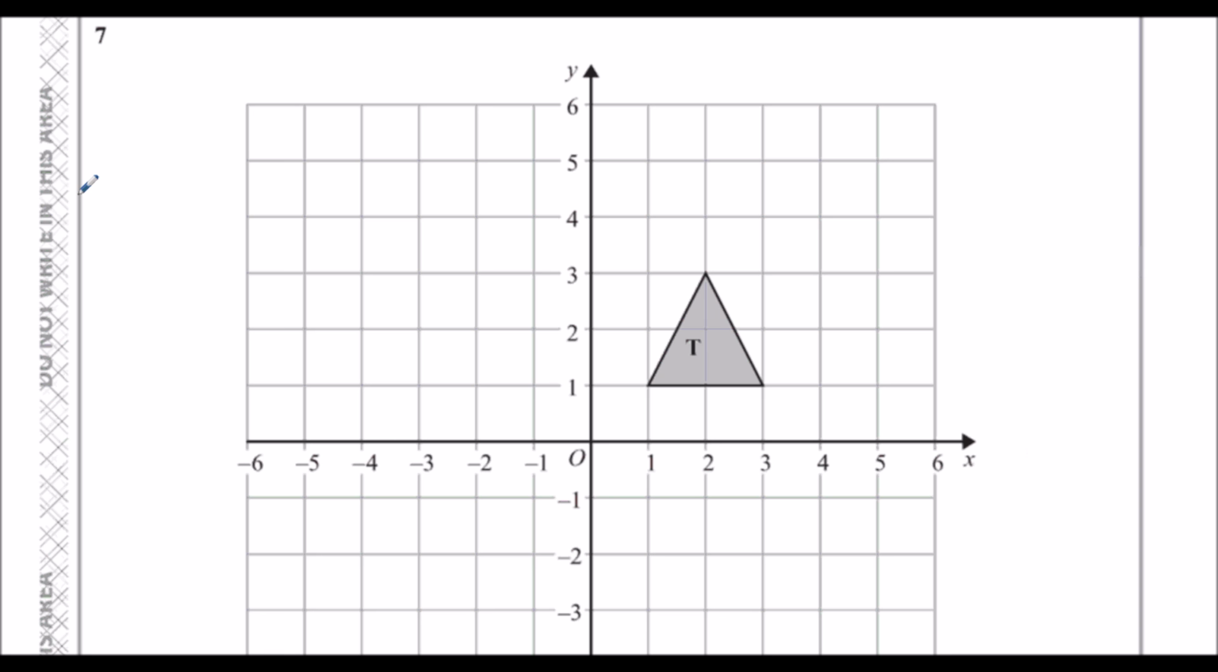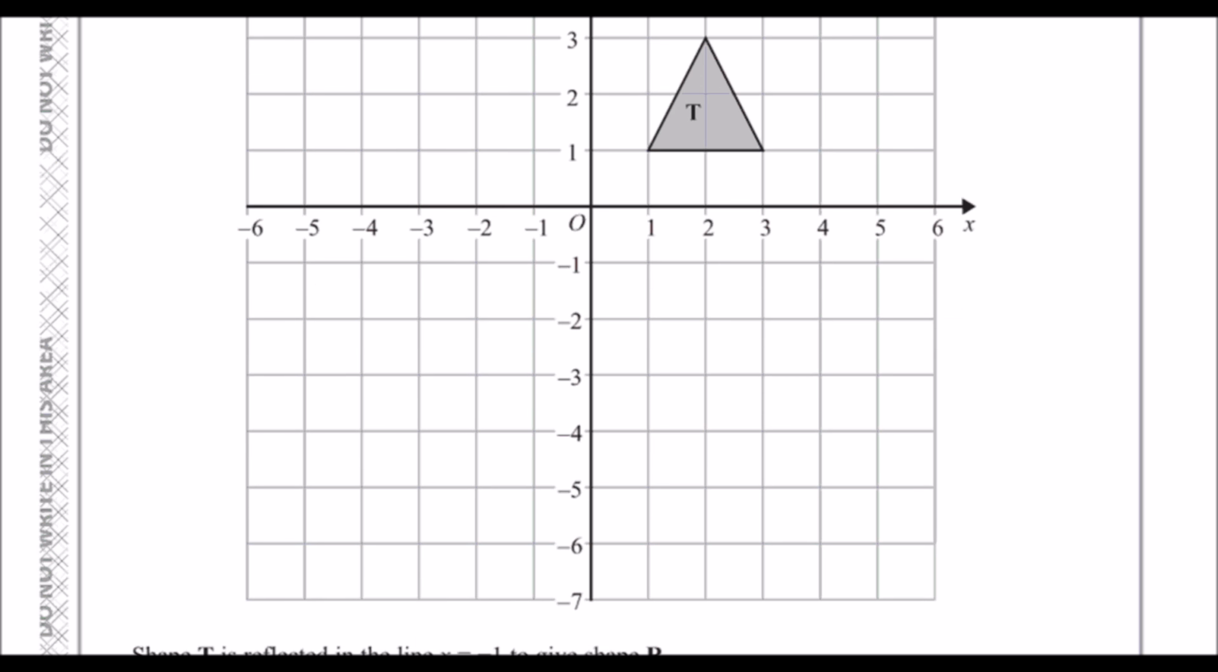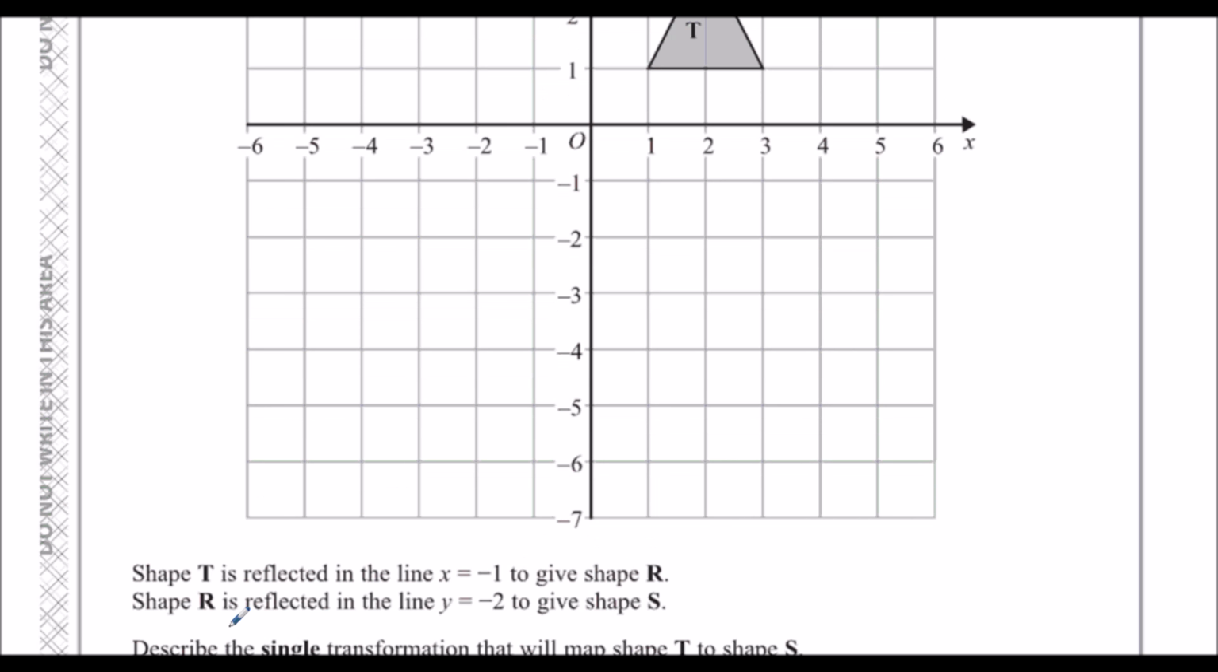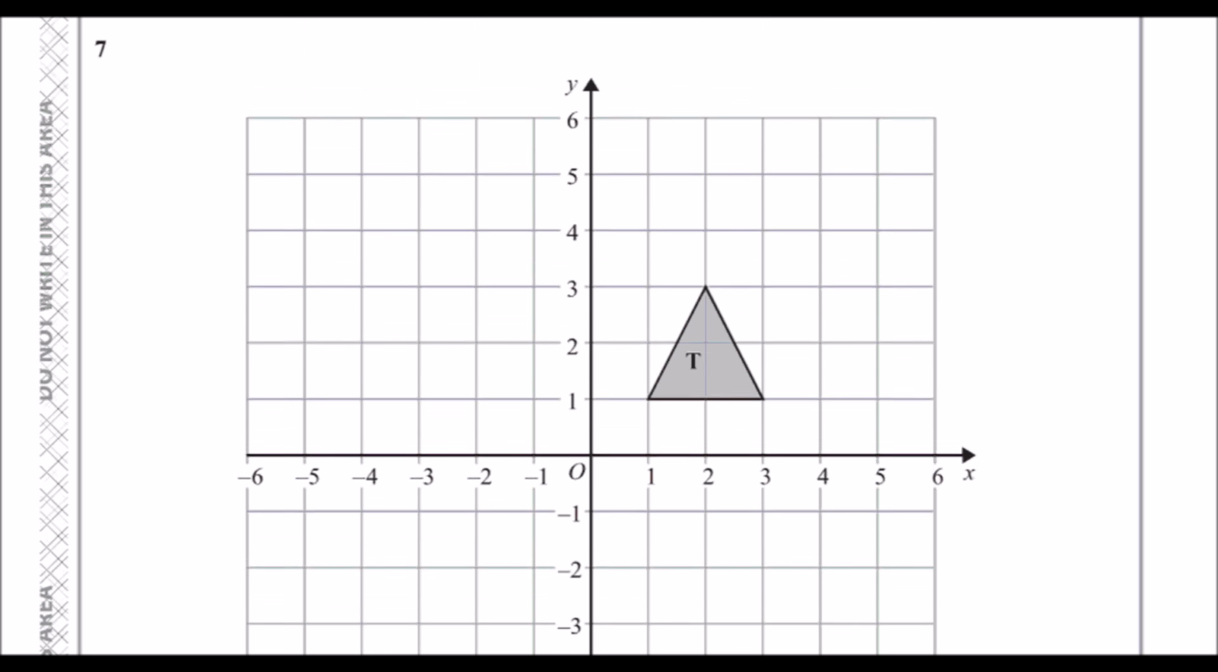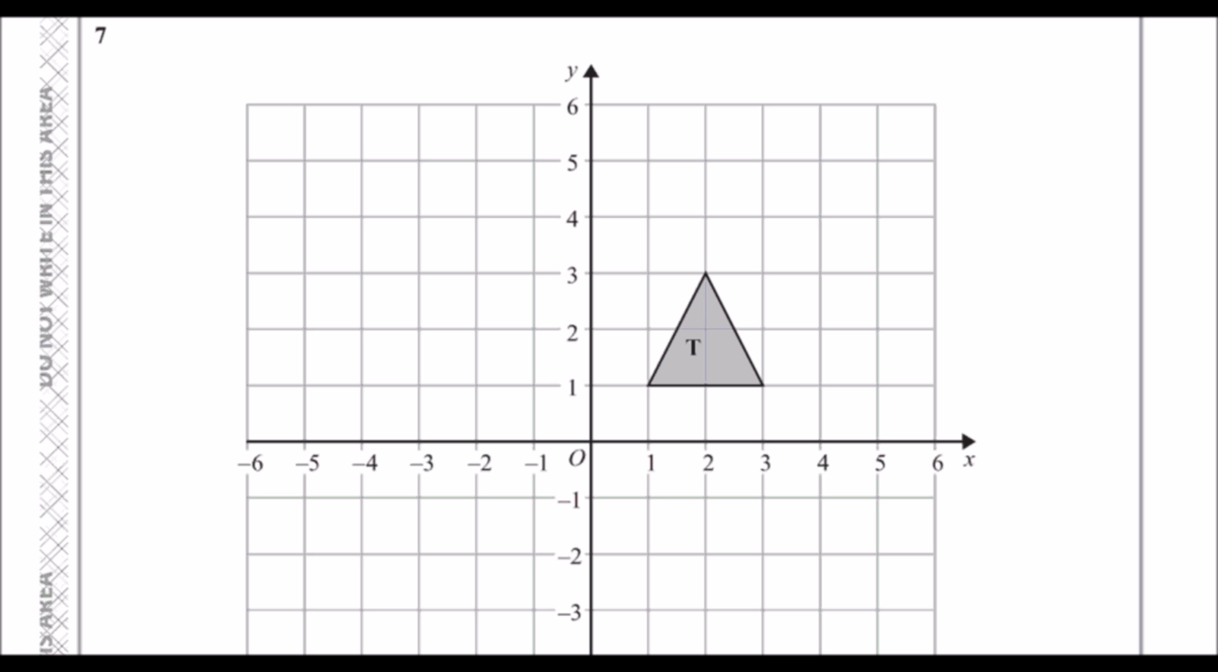Question 7. So we've got a shape drawn on our grid. Shape T is reflected in the line x equals -1 to give shape R. So x equals -1. This is x equals -1, this line here, where x is -1 all the way across this line.